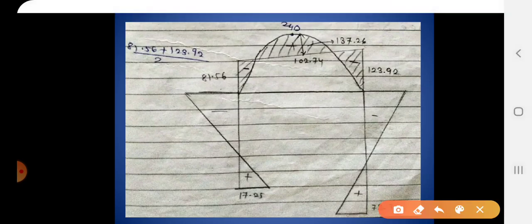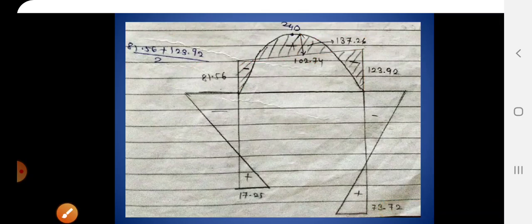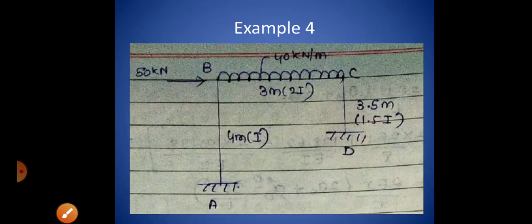Now here we have found out this ordinate as, yes, this is a trapezoid again. So at the center we want this ordinate, therefore taking the average, you can get this ordinate accordingly. Okay, so this is the final bending moment diagram.